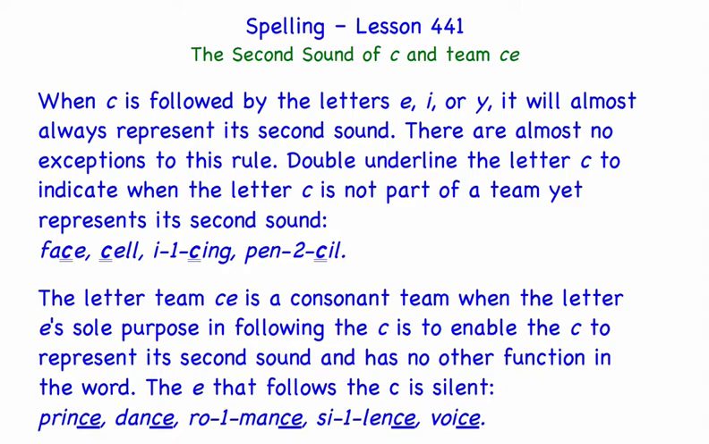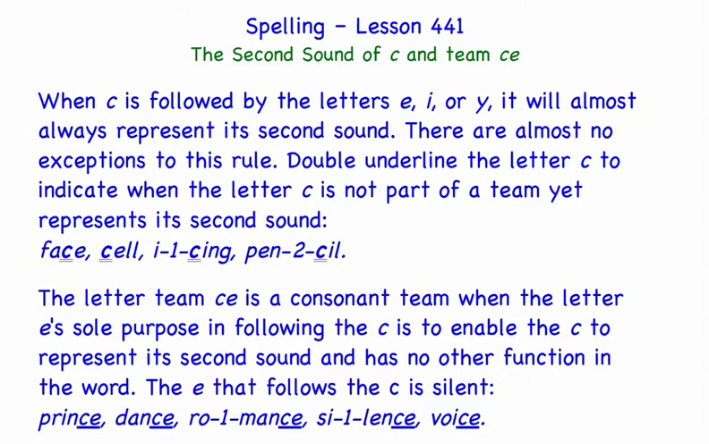Double underline the letter C to indicate when the letter C is not part of a team, yet represents its second sound. Listed are 4 examples where C is representing its second sound: face, cell, icing, and pencil. The key is in all of these words, C is followed either by the letter E or I. Of course, we don't have Y as an example in these words yet, but also when C is followed by Y, the C in almost every instance in English will represent its second sound.